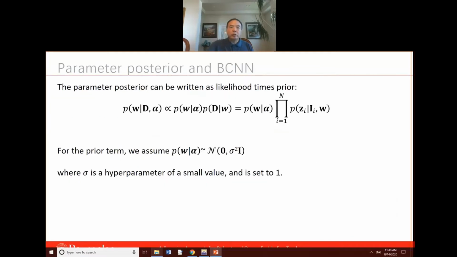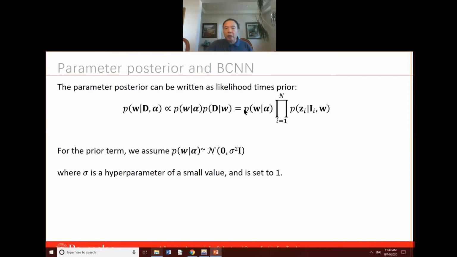And then we need to compute this probability. This is the posterior probability of the Bayesian network parameter given the training data and given alpha. By applying the Bayes rule, we can say this is proportional to the product of the prior probability of W times the likelihood of W given the training data. And the likelihood can be written as the product of the likelihood for each training sample, because we assume the training samples are IID. Then the joint likelihood can be written as the product of the likelihood for each training sample.